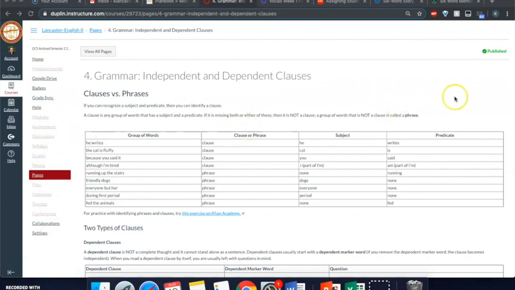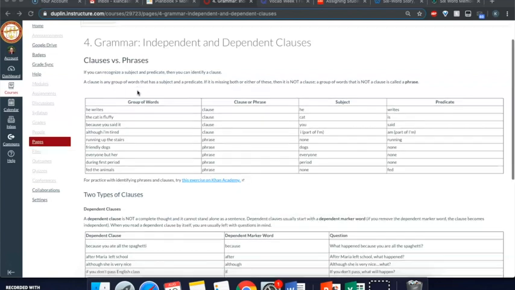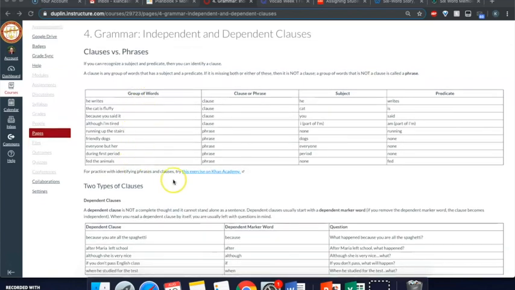So usually I have an explanation of the particular skill and then lots of examples of it. So here I give a definition. If you can recognize a subject and a predicate, you can identify a clause. A clause is any group of words that has a subject and a predicate. If it's missing both or either of these, then it's not a clause. A group of words that's not a clause is called a phrase. So here I give an example of the group of words, whether it's a clause or a phrase, and then if it has a subject and a predicate. So plenty of examples here.